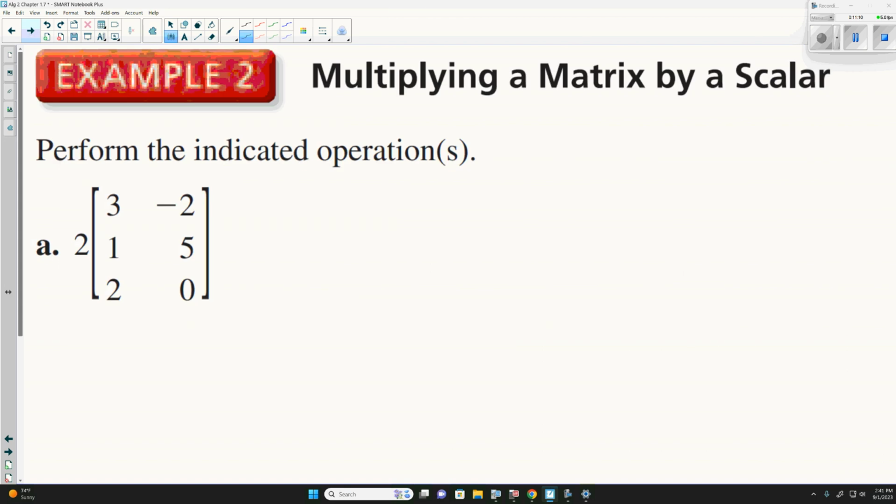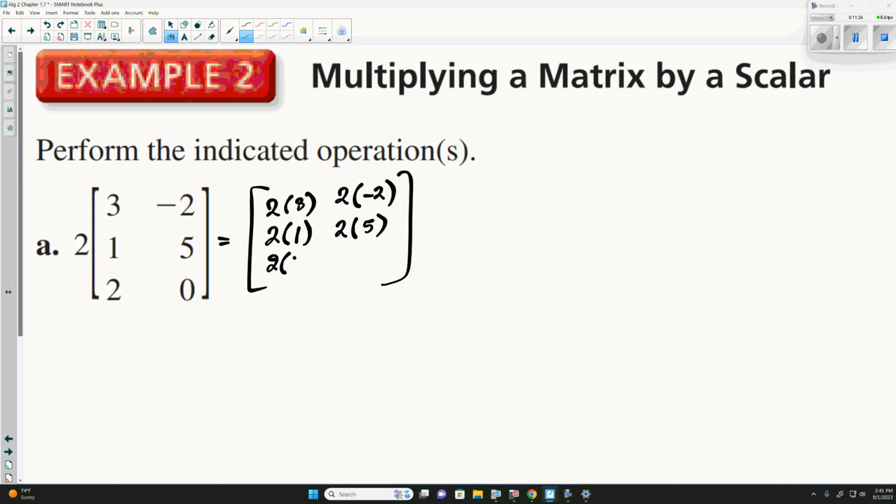So here, what are we multiplying by? 2. So we do 2 times 2, 2 times 1. 2 times 2, 2 times 2. And then 2 times 2, 2 times 3, 2 times negative 2. Negative 4. 2 times 1. 2 times 5. 2 times 2. 2 times 0.